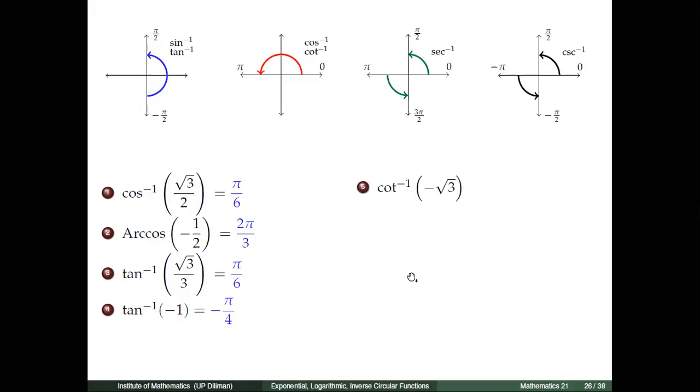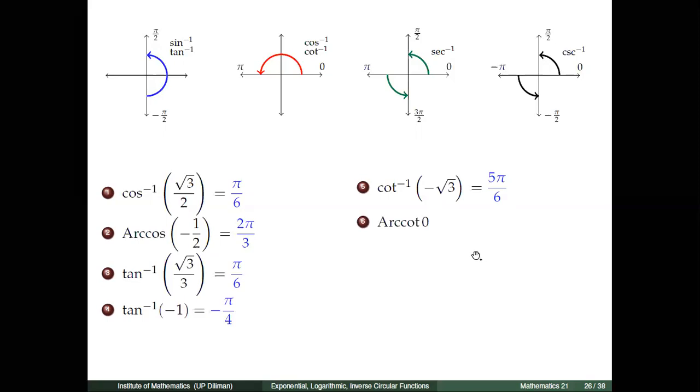What's the inverse cotangent of negative square root of 3? For the inverse cotangent, we have this range. So we're looking for an angle from 0 to pi whose cotangent is negative square root of 3. The ratio of cosine to sine is negative square root of 3. The cosine must be negative while the sine is positive because the angle must lie in quadrant 2. So the cosine is negative square root of 3 over 2, and the sine is 1/2. So this angle must be 5 pi over 6.